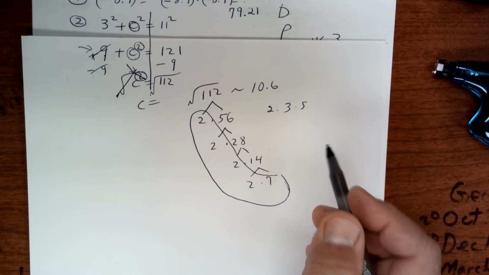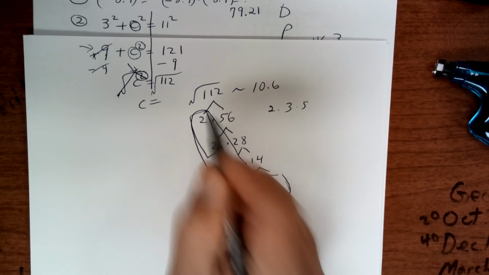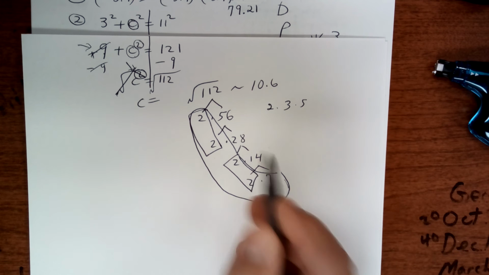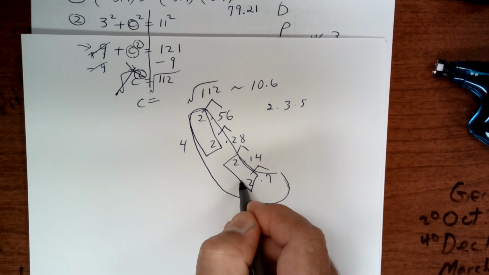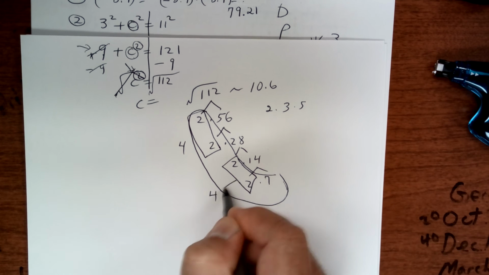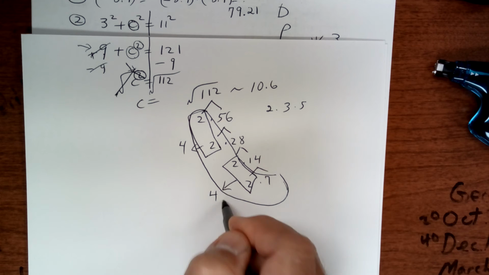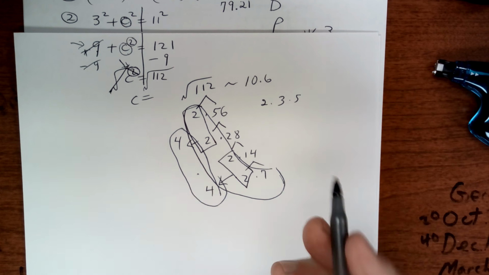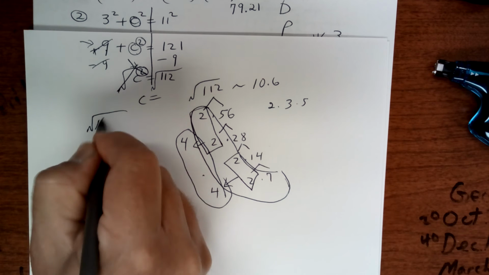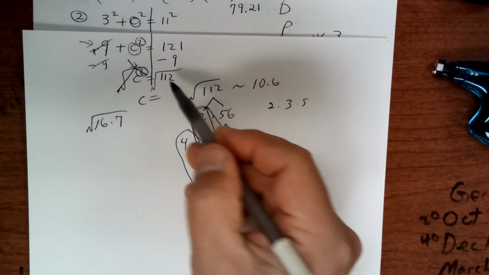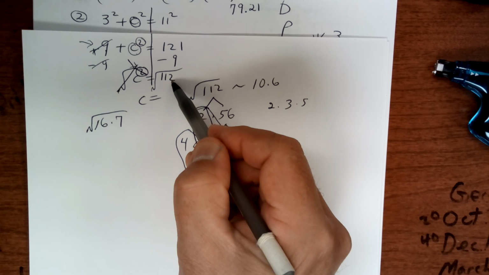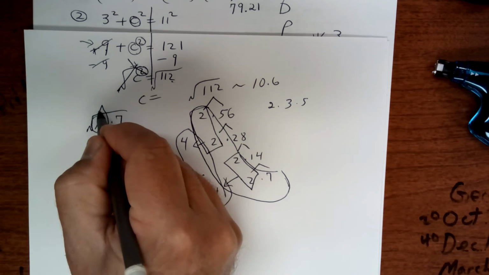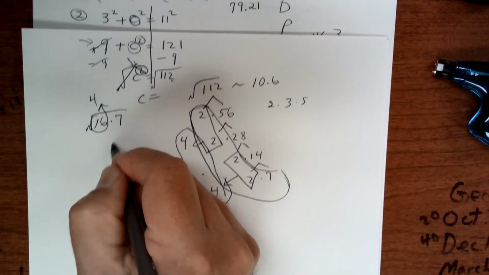Remember, 2 of a kind makes a perfect square. So you get 2 times 2 is 4, and 2 times 2 is 4 right here. And now you have 2 4s. So 4 times 4 is 16. So it's going to be the square root of 16 times 7 gives you 112. And the nice thing about this is the square root of 16 is 4, so your final answer will be 4 square root of 7.